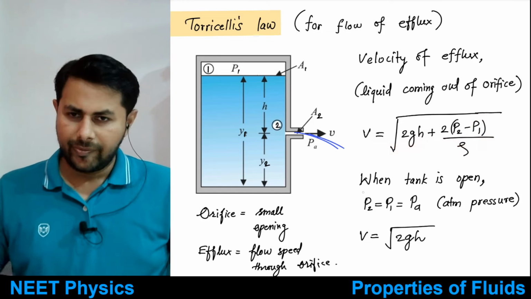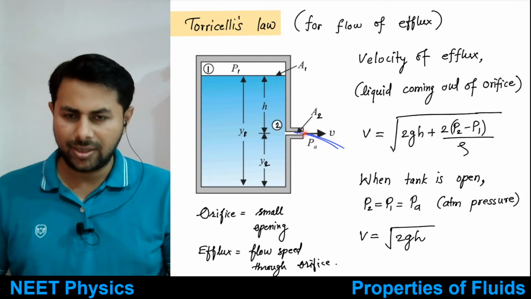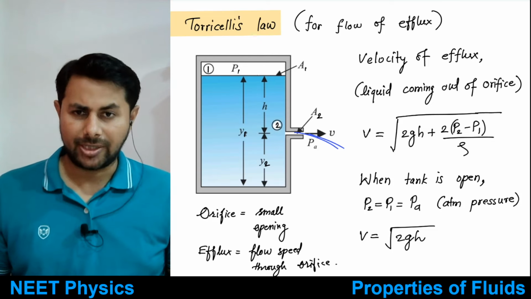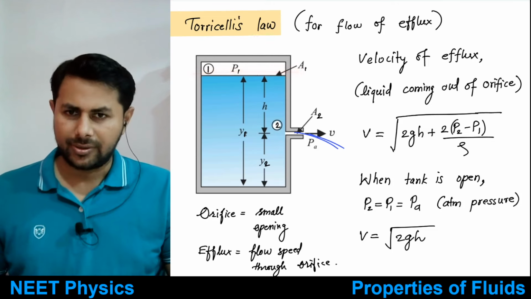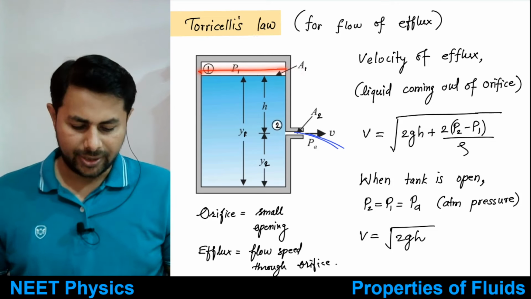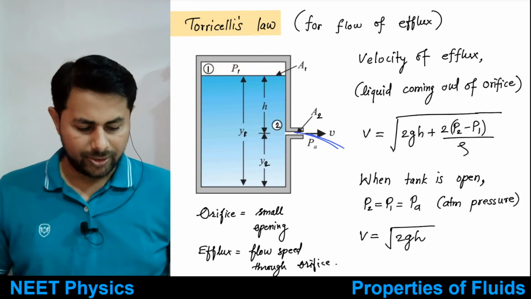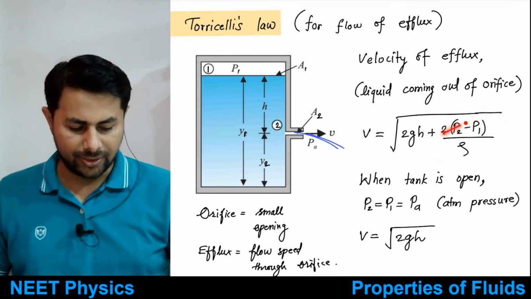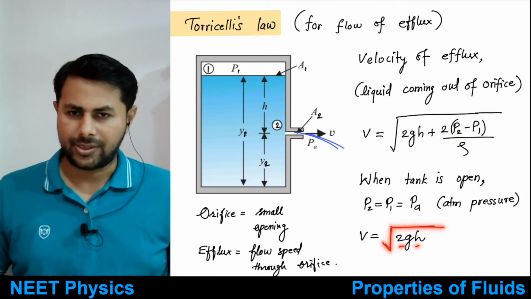And if the pressure at these two points is equal, so this end is open, means the pressure at that end is equal to what? Atmospheric pressure. Okay, air pressure. If this end is also open, then the pressure at this end would also be equal to what? Atmospheric pressure. So if both pressures are equal, then you can just cancel out the second term. So what remains is V is equal to square root of 2gh.